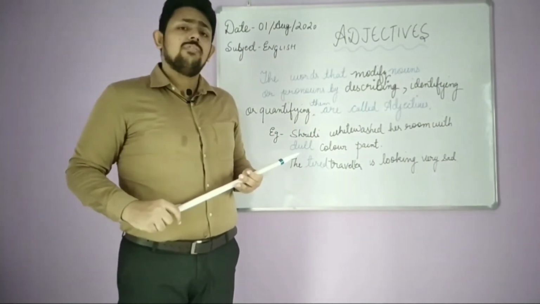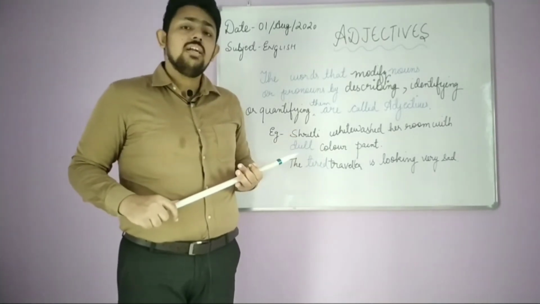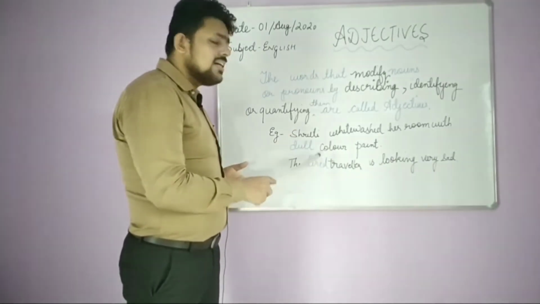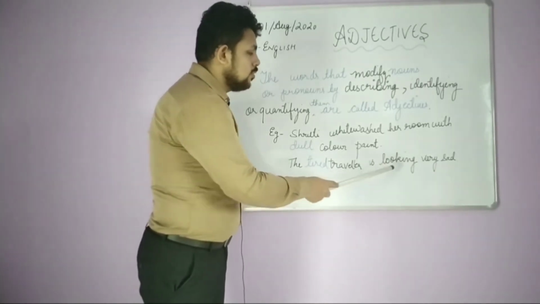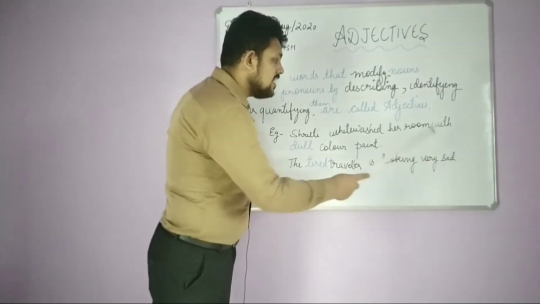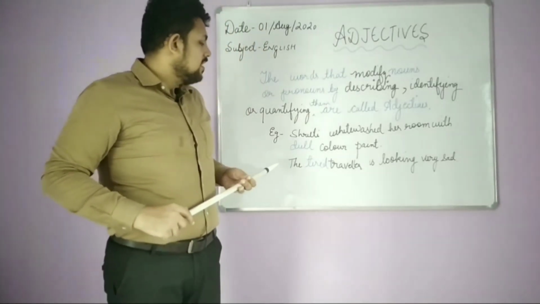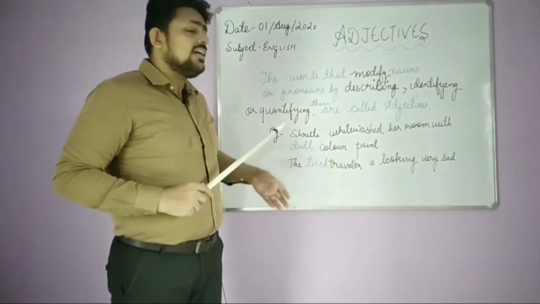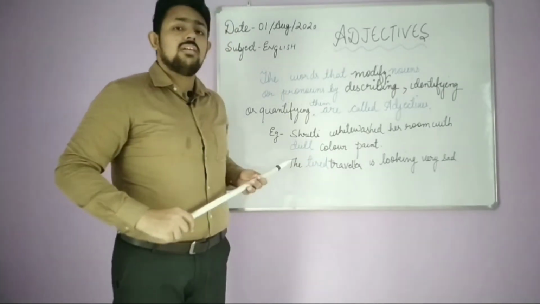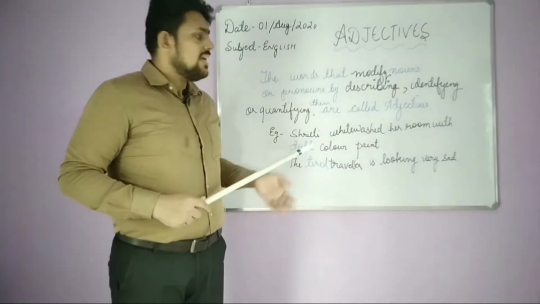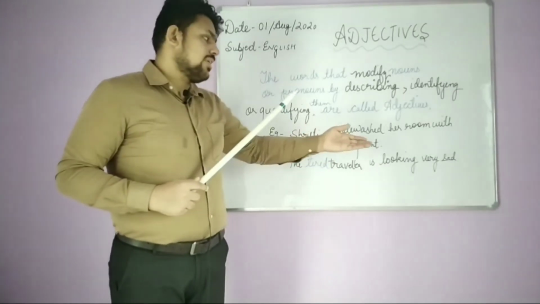So how will you identify which traveler is looking sad? The traveler who is tired. So the tired traveler is looking very sad. Okay. So the quality of the traveler is that he is tired. So it is describing the traveler: the one which is tired is the traveler who is looking sad.